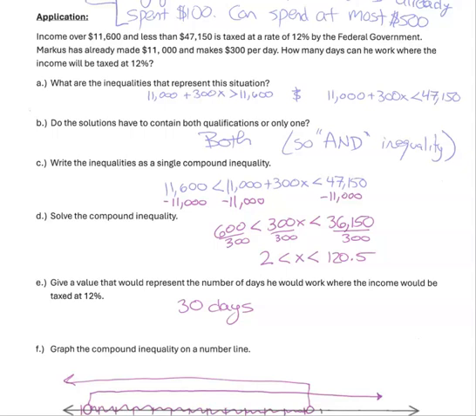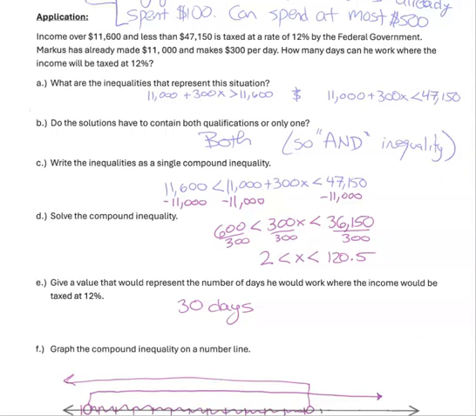So in this one, it says income that is more than $11,600 and less than $47,150 is going to be taxed at 12% by the federal government. Marcus already has made $11,000 for the year and he's making $300 per day. How many days can he work where the income will be taxed at 12%? So what we did here is we wrote out two inequalities. There were two different parts here. You had to have the income being over 11,600. You had to have the income being less than 47,150.